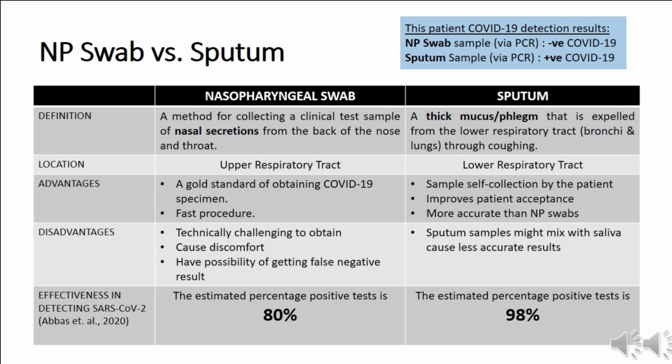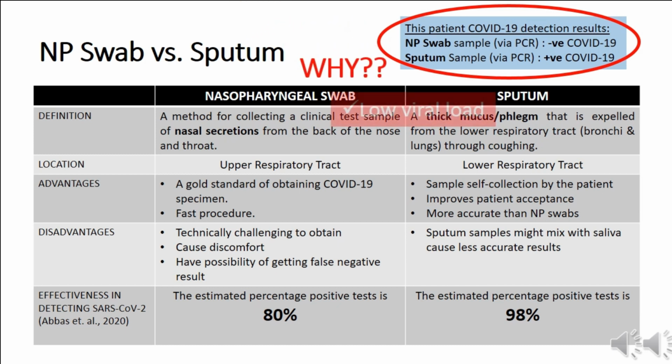From our case study, NP swab and sputum samples from the patient were obtained and tested via PCR. However, when the NP swab sample was used to test for COVID-19, the result appeared negative. The sputum sample was then obtained and tested via PCR and turned out the patient is COVID-19 positive. A false negative test like this might happen due to the patient having a low viral load during the first couple of days after they have become infected. There is also a possibility that the NP swab result appeared false negative due to improper handling during sample collection or other reasons. Besides, although the NP swab is known as the gold standard of obtaining specimens to detect COVID-19, it has been reported to be less effective in detecting SARS-CoV-2 compared to sputum samples, as mentioned by Albas et al.